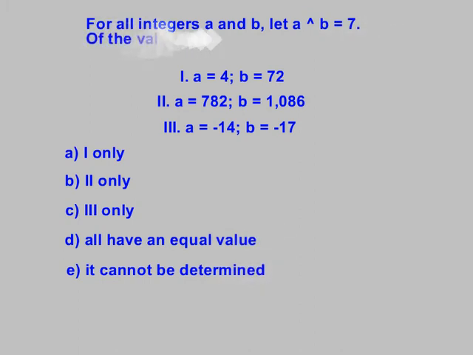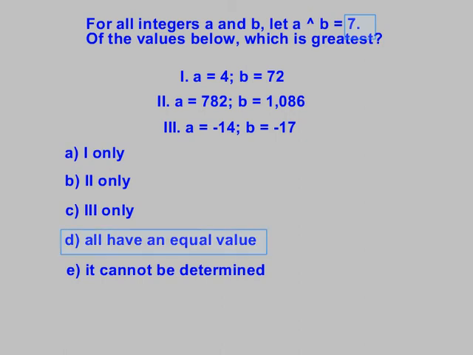The key here is to focus on the rule you're given. It says a arrow up b equals 7. Well, if I put a 4 in for a and a 72 in for b, what do I get? 7. If I put a 782 in for a and a 1086 in for b, what do I get? 7. Nothing changes that 7 on the right-hand side of the equation. Now, this is a goofy problem. This is one that's more of a puzzle than a math question. But it's easy points. Anything you put in for a and anything you put in for b comes up 7. So the correct answer here is D. They all have an equal value.